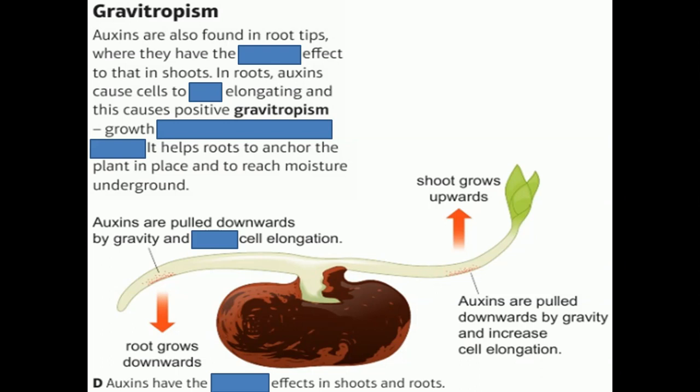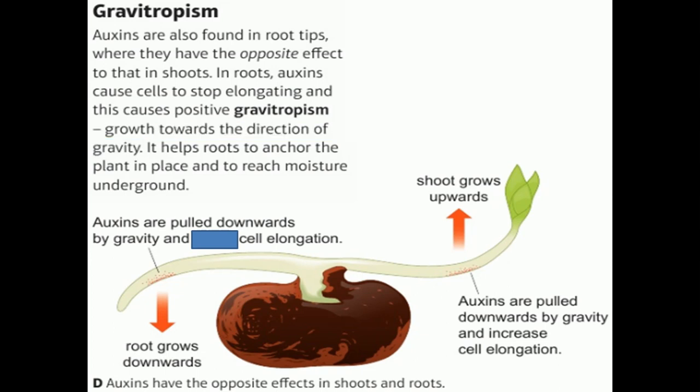Now gravity also has an effect on how plants grow, and this is known as gravitropism. We said that auxins are also found in the tips of roots, not just in the shoots, and they have the opposite effect on roots. In other words, instead of causing cells to elongate, they stop cells from elongating. And this causes positive gravitropism. Positive gravitropism is when the growth is towards the direction of gravity. It's positive because the growth is in the same direction as gravity, and it's a response to gravity, so it is positive gravitropism.